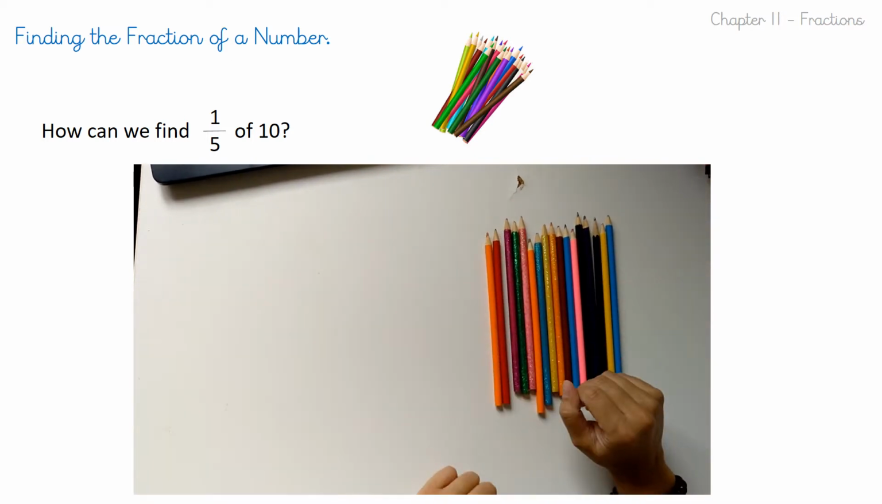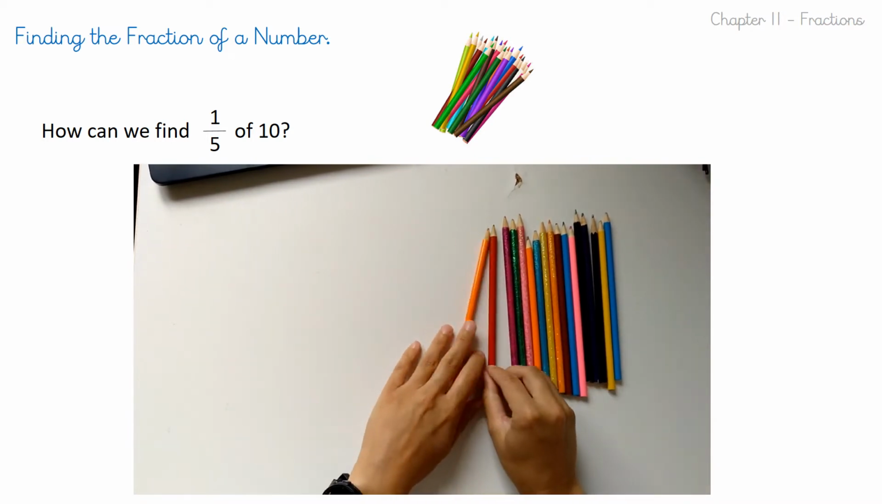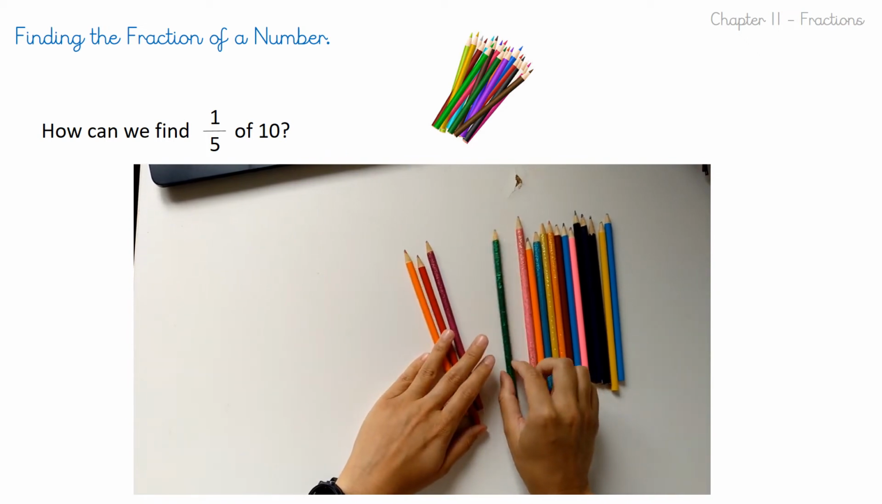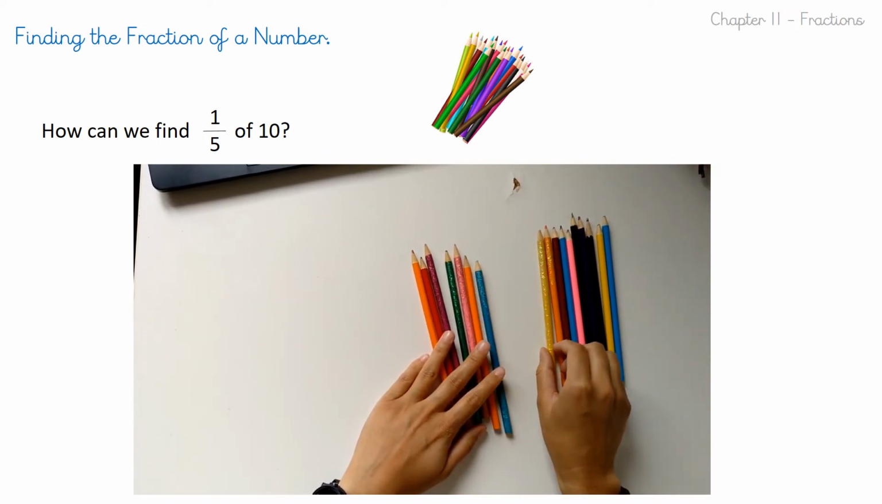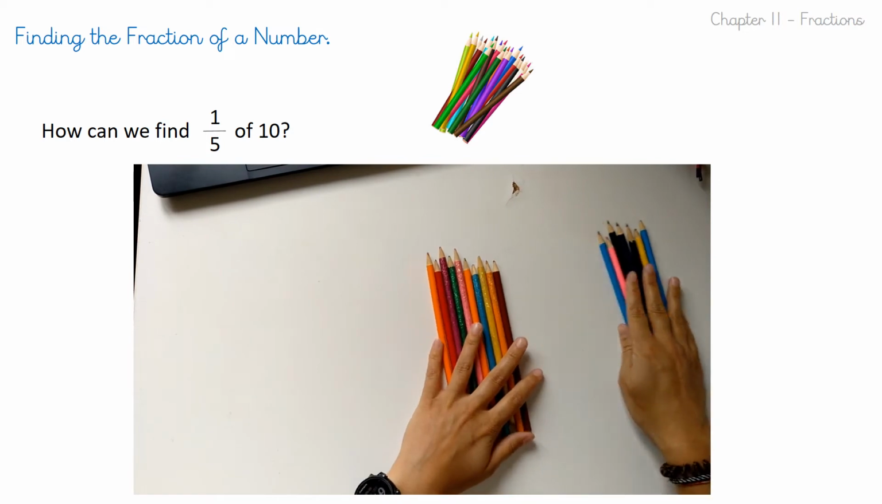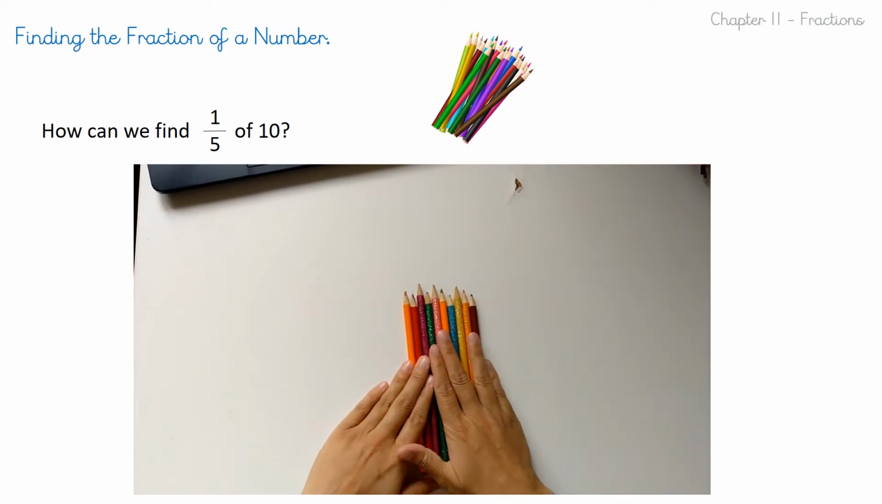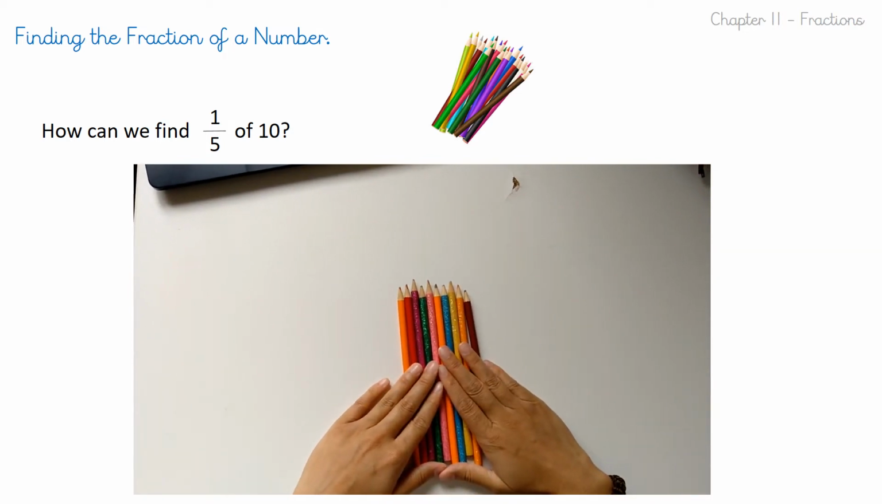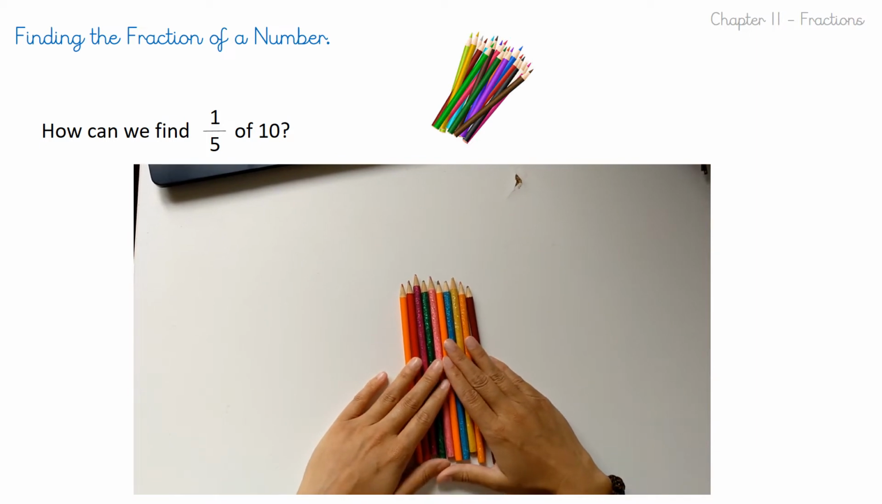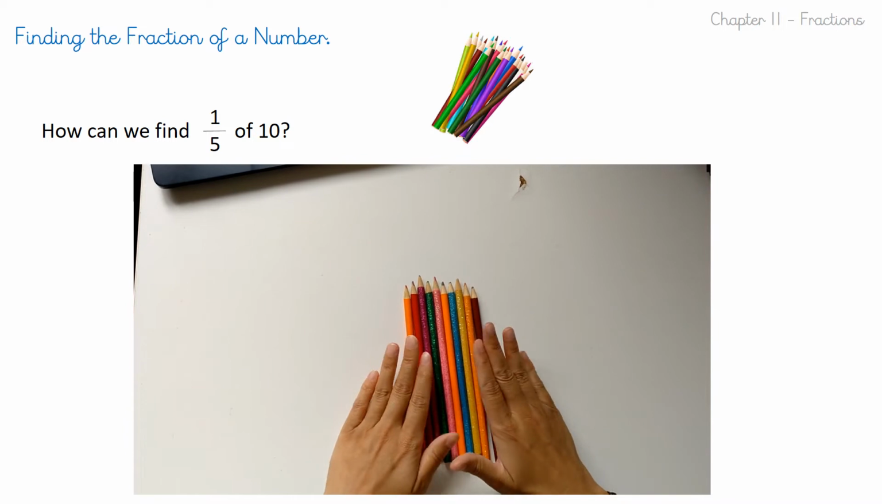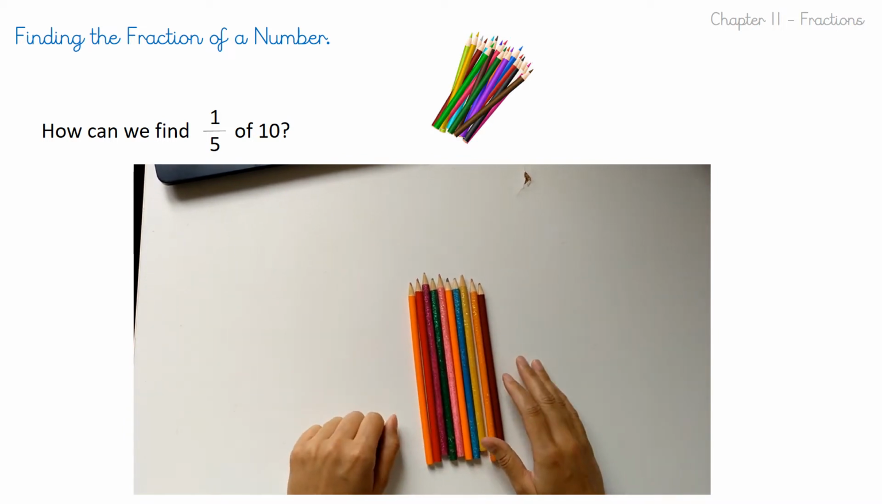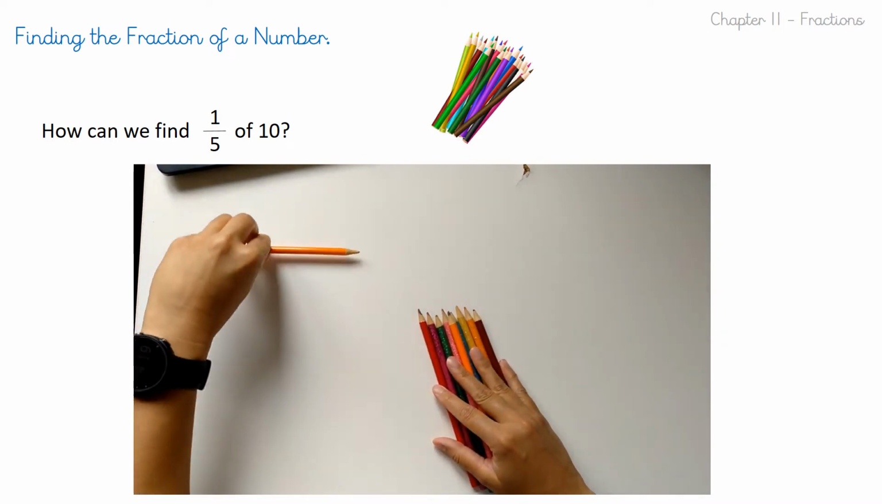I know that my whole is 10, so I'm going to count 10 pencils. 1, 2, 3, 4, 5, 6, 7, 8, 9, and 10. So this is going to be my whole, 10. And if I look at the fraction, it says that I need to find 1/5. That means that I need to divide my 10 into 5 equal groups. So I'm going to divide them into 5 equal groups.